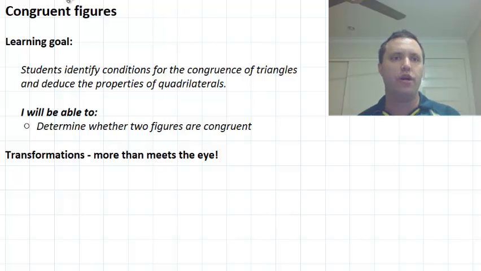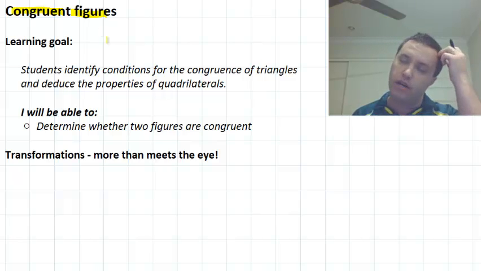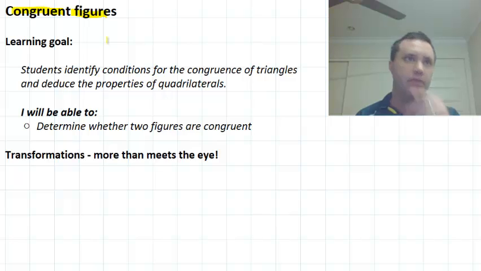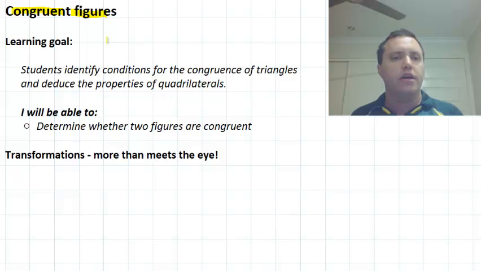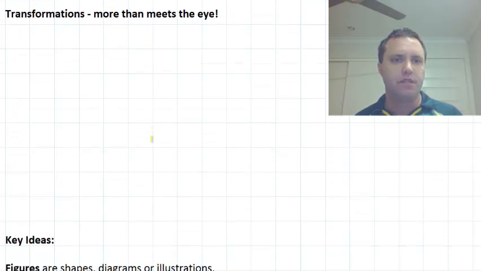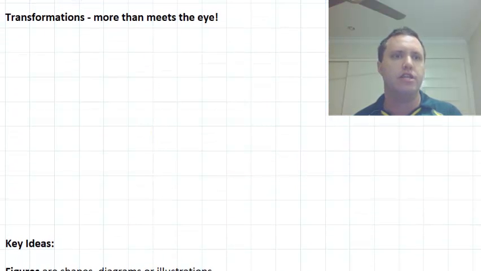Today we're going to be talking about something called congruent figures, which is going to be very new to you at this grade 8 level, but using some familiar ideas, probably in ways that you haven't thought of before. Students will identify conditions for the congruence of triangles and deduce the properties of quadrilaterals. By the end of this, you'll be able to determine whether two figures are congruent. That's a particular term we'll be going into in a moment.